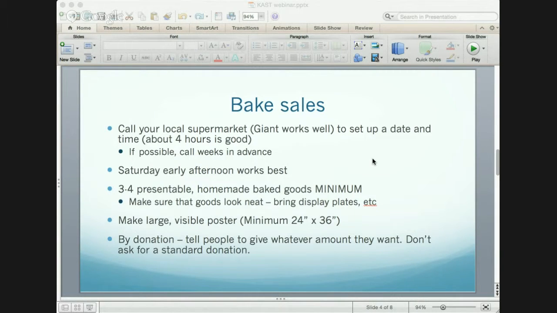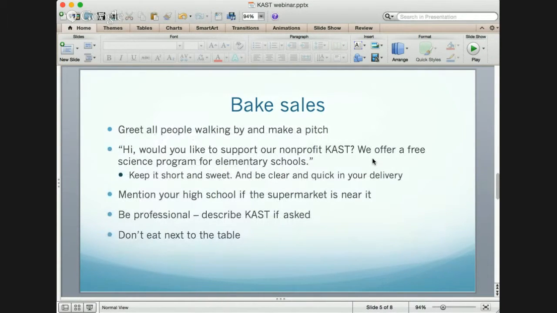Okay, I'm going to scroll one down. Okay, I'm on slide 2 of bake sales.